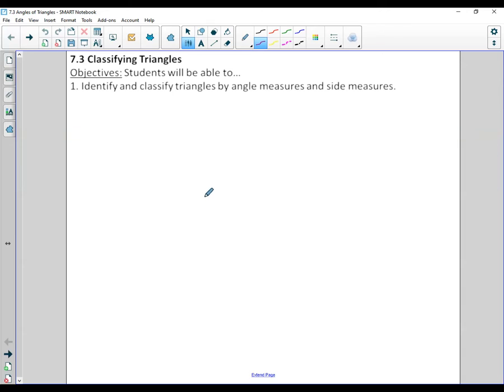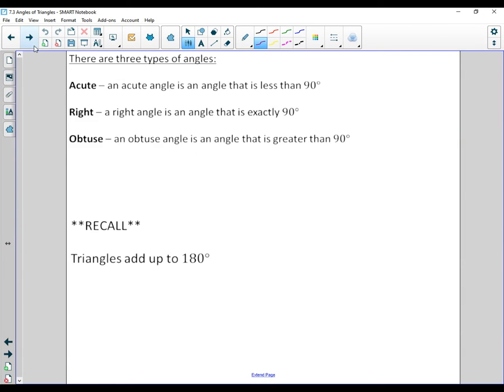Hey guys, welcome back, and we're going to go over 7.3, which is classifying triangles. So, real quick, these are terms that you might have heard before, but there are three types of angles. We have an acute angle, which is an angle that is less than 90 degrees. We have a right angle, which is exactly 90 degrees, and we have an obtuse angle, which is greater than 90 degrees. And then just a quick recall, all triangles add up to 180 degrees.